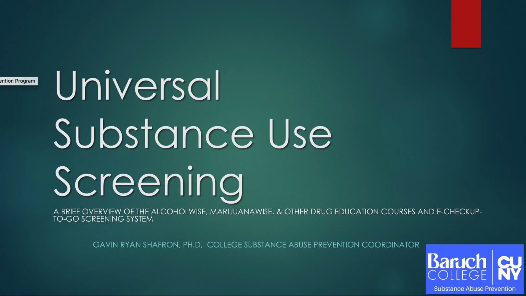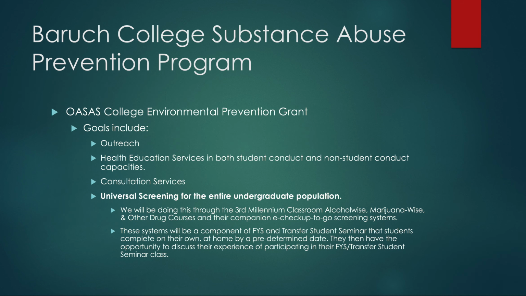But before I do that, I'm going to give you a little bit of background into the Baruch College Substance Abuse Prevention Program. Baruch College recently, within the last 2 years, received the Office of Alcoholism and Substance Abuse Services, also known as OASAS, College Environmental Prevention Grant. Now, this grant includes several goals, the first of which is outreach, second, health education services in both student conduct and non-student conduct capacities, consultation services, and also universal screening for the entire undergraduate population.